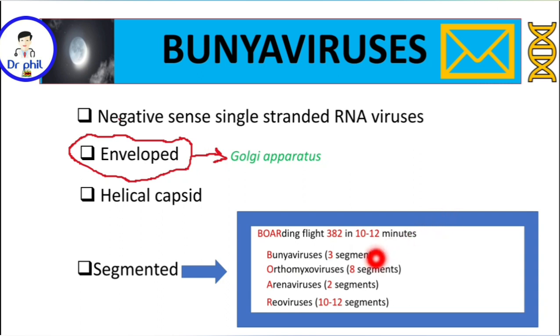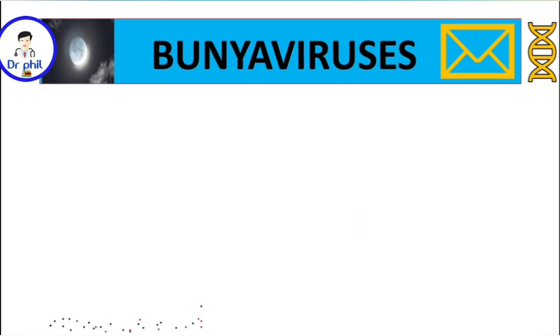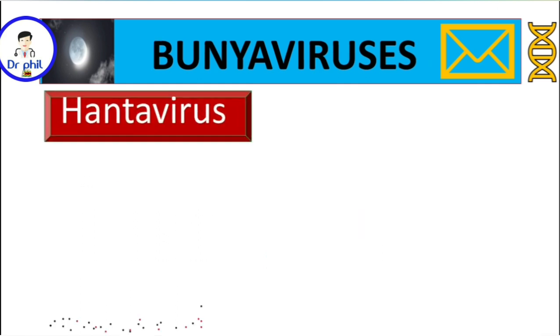So here, in this video, we're talking about the Bunyaviruses, right? They have 3 segments, and these segments are also called pseudosecular segments. Pseudosecular, not secular, but pseudosecular. The most important virus in this family is called the Hantavirus, right?